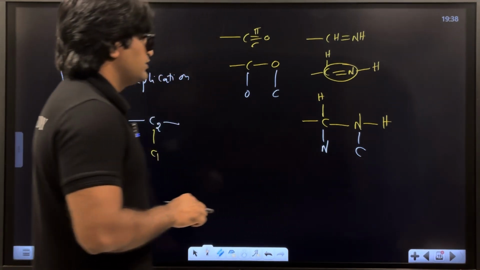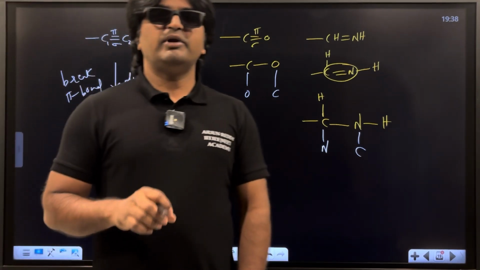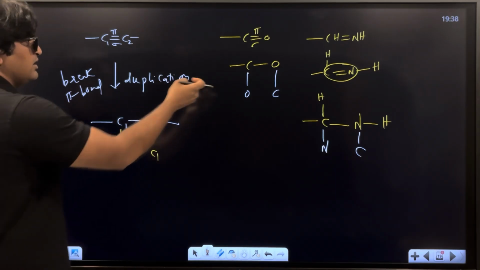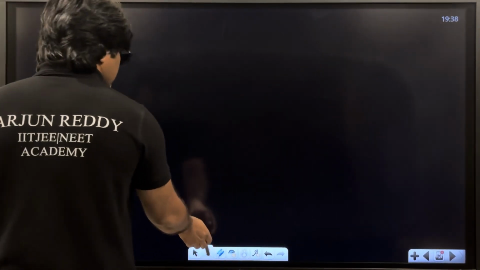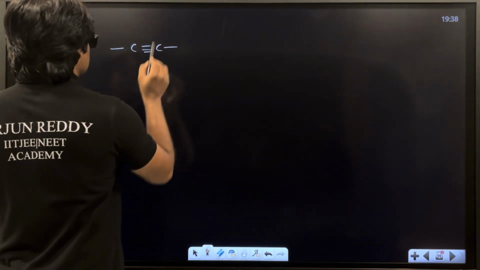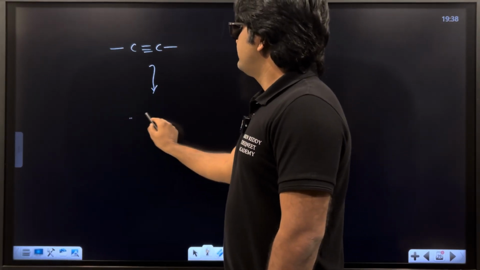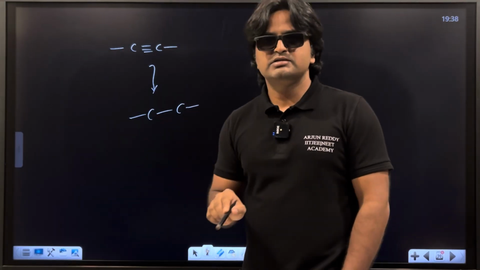So the first point: where are we applying duplication? Duplication we are applying on double bonded systems. Just break the pi bond and connect the atoms like this. Next one, for example, triple bonded systems are given like this: C triple bond C. Here we are applying triplication. So first point, here how many pi bonds do we have? Two pi bonds are there.